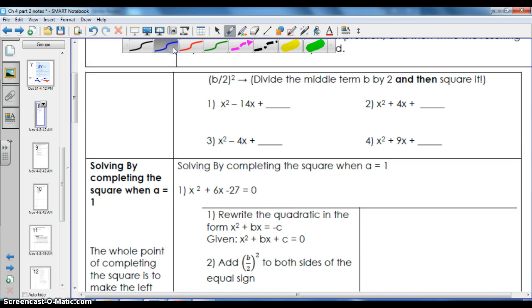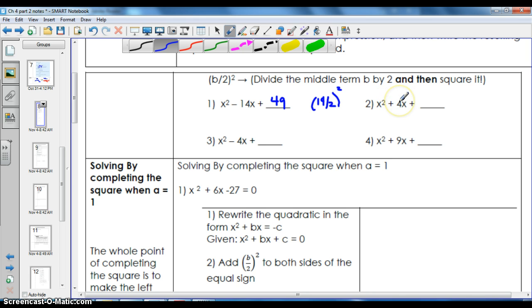Next, we're going to practice coming up with what I call the magic number. This magical number we get by taking the middle term, the b, dividing it in half, and then squaring it. So if we take that 14 and divide it by 2, we get 7, and 7 squared is 49. That's our magical number. So let's do another one.